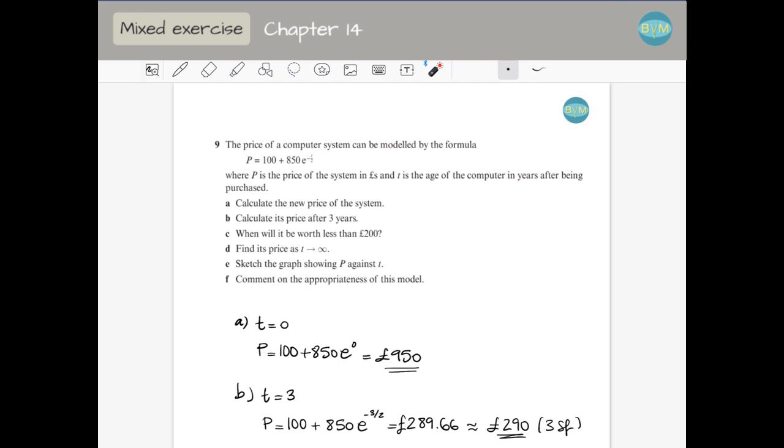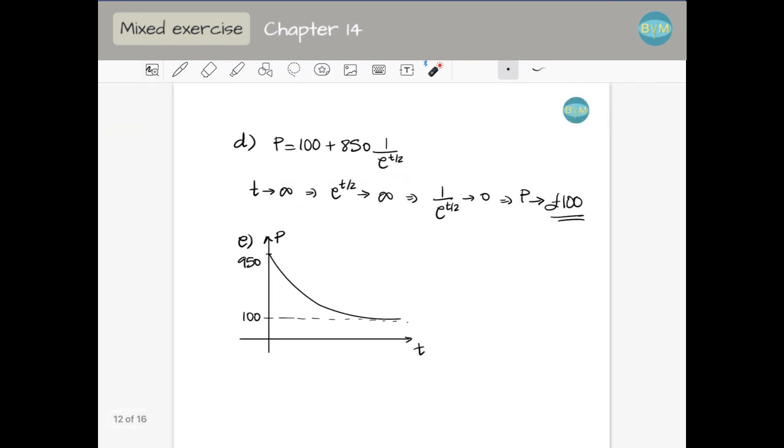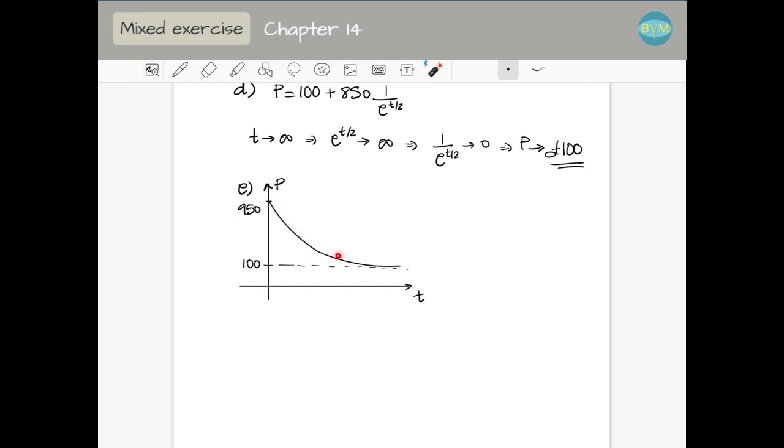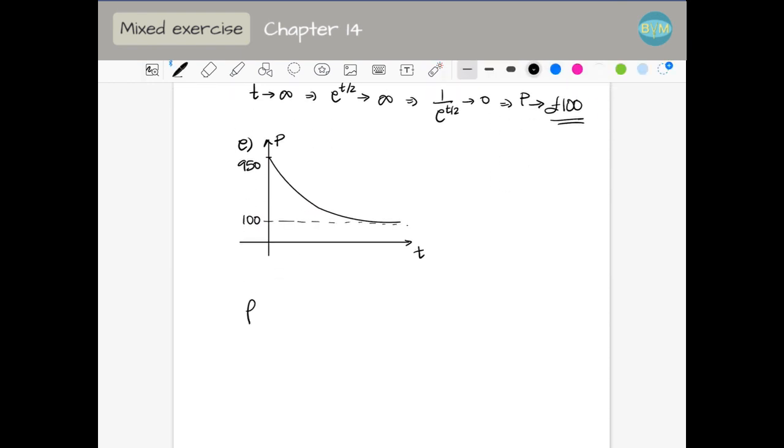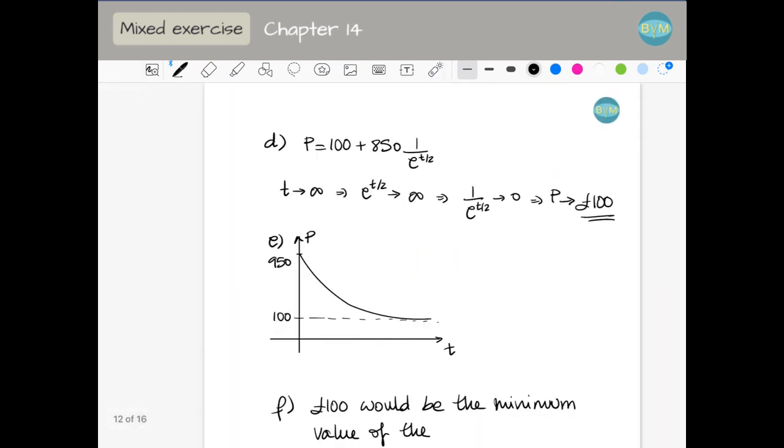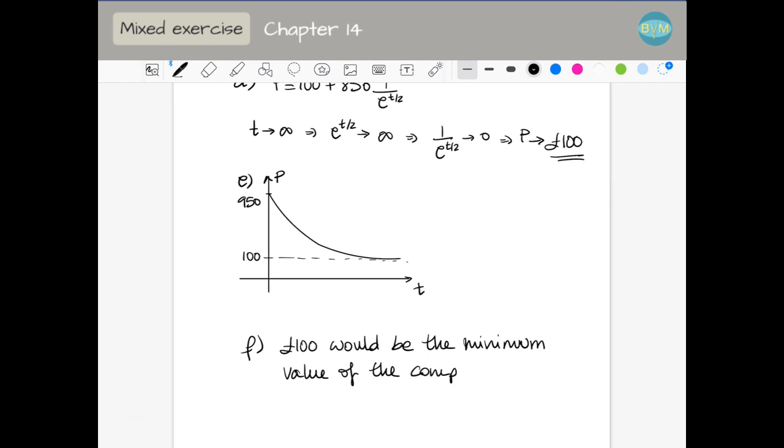Then comment on the appropriateness of the model. So I think it makes sense that when you sell the computer, it's always going to have at least a minimum value, although that's not always true, I would say. But the £100 would be the minimum value of the computer. Sometimes you can only recycle them. Would be the minimum value of the computer. Or this, it's not a computer, no? It's a computer system. Well, computer.